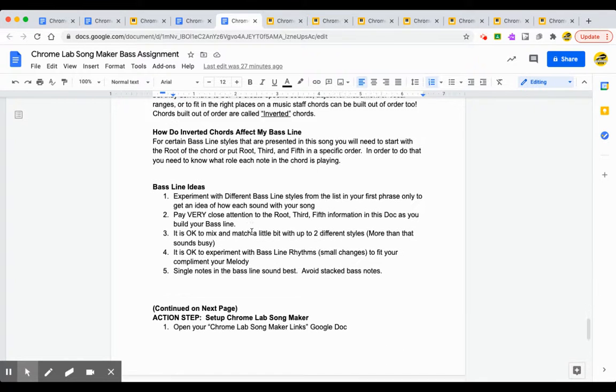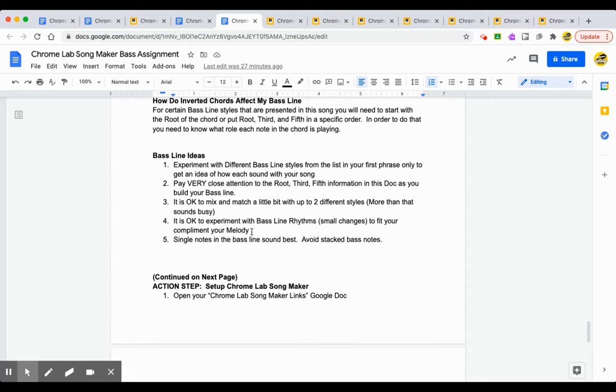Now, bass line ideas. I think you should experiment with different ideas and compare them. Remember, you can open up multiple browser windows with your melody and harmony and experiment with different bass lines to see which you like and which you would want to submit. Pay very close attention, number 2, to the root, third, and fifth information. You need that to make sure you build your bass lines correctly.